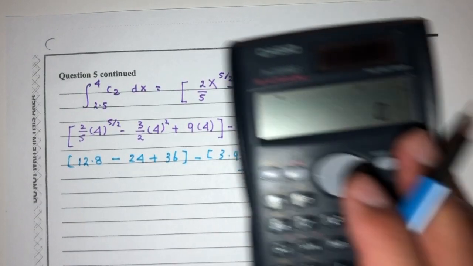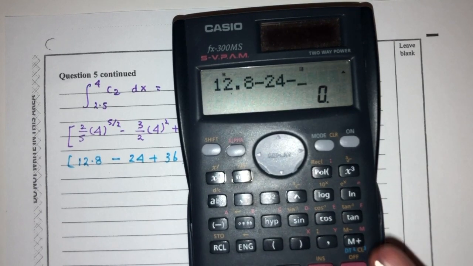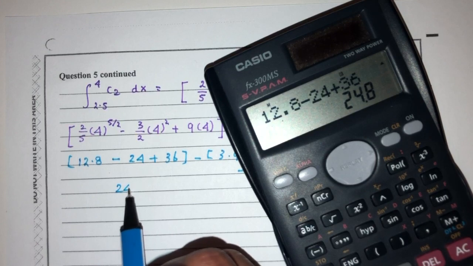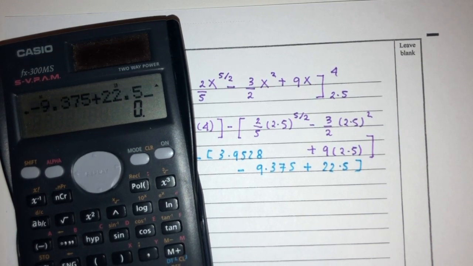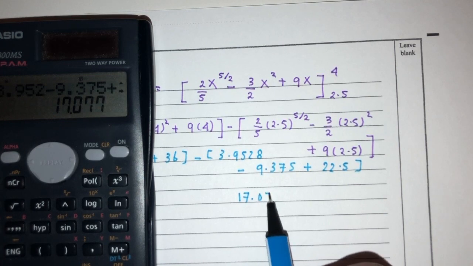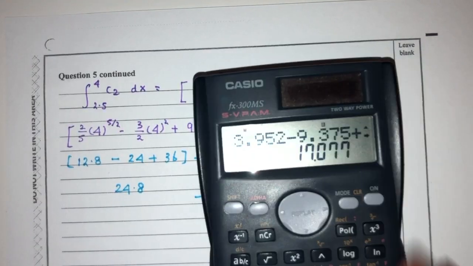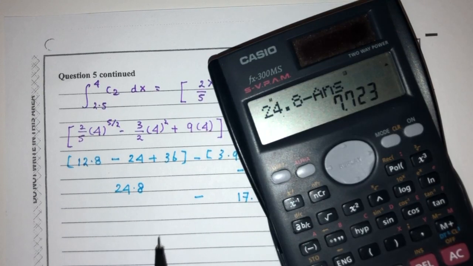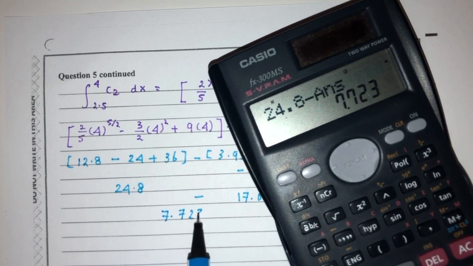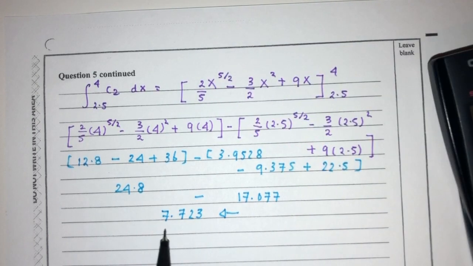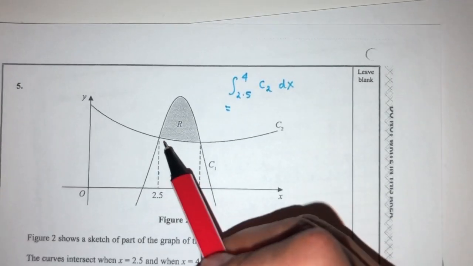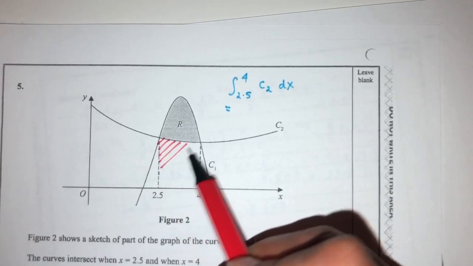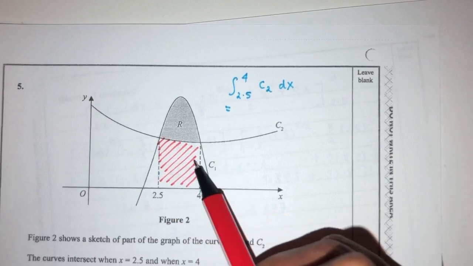So simplify one by one to see what happens. 12.8 minus 24 plus 36, that will be 24.8. And here we have 3.952 minus 9.375 plus 22.5, that should be 17.077. So minus, you will have what? 24.8 minus answer, that will give you 7.723. Okay, so this is the area below the curve C2, right? So this is the area that we have seen here.